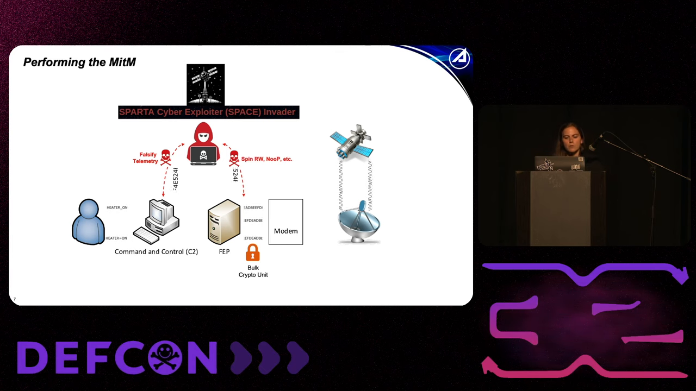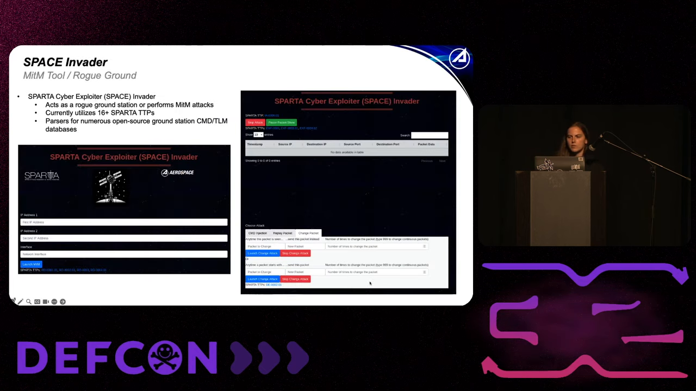So I created a tool that was just a very simple man in the middle. I called it the SPARTA Cyber Exploiter, just because, you know, I liked acronyms. I'm not here to promote the tool, because I will tell you the tool itself is a Python Flask server running Scapy and the netfilter queue. So you too can create your own space invader if you wish. Very simple. You just have to know what those three things are and some CCSDS decoding.